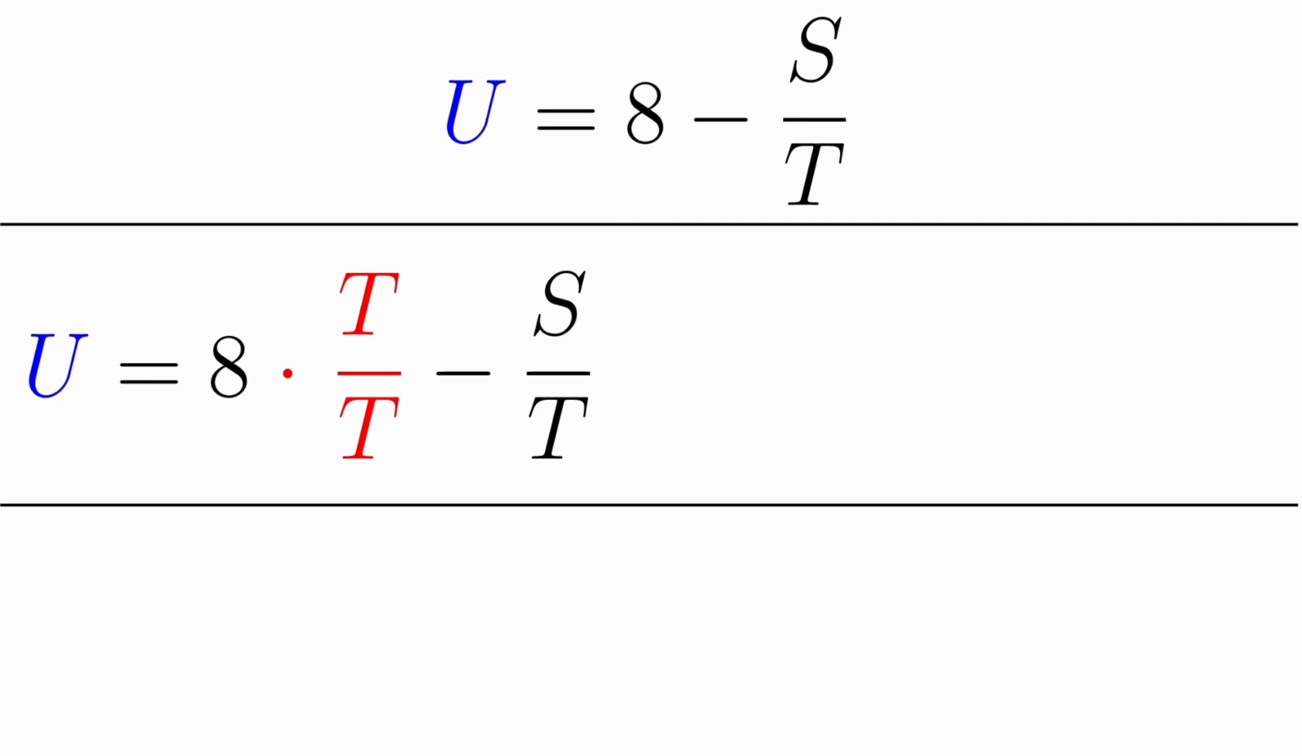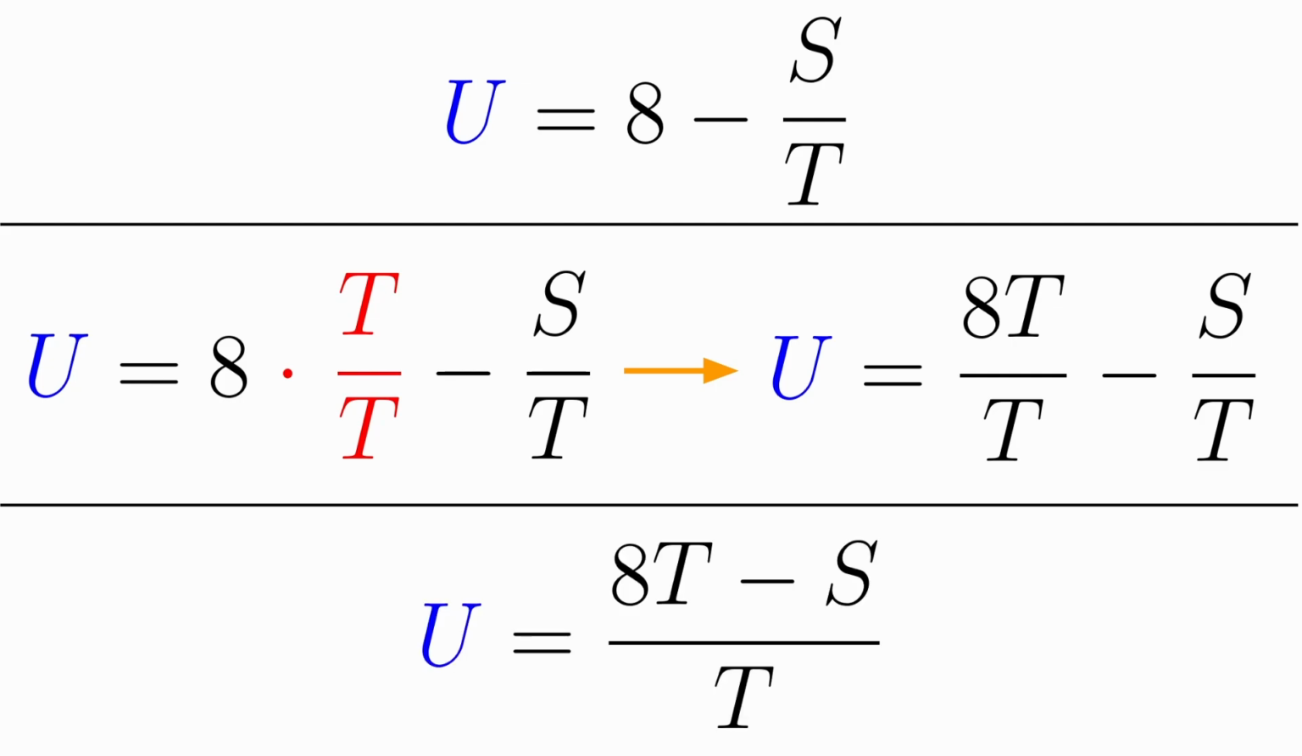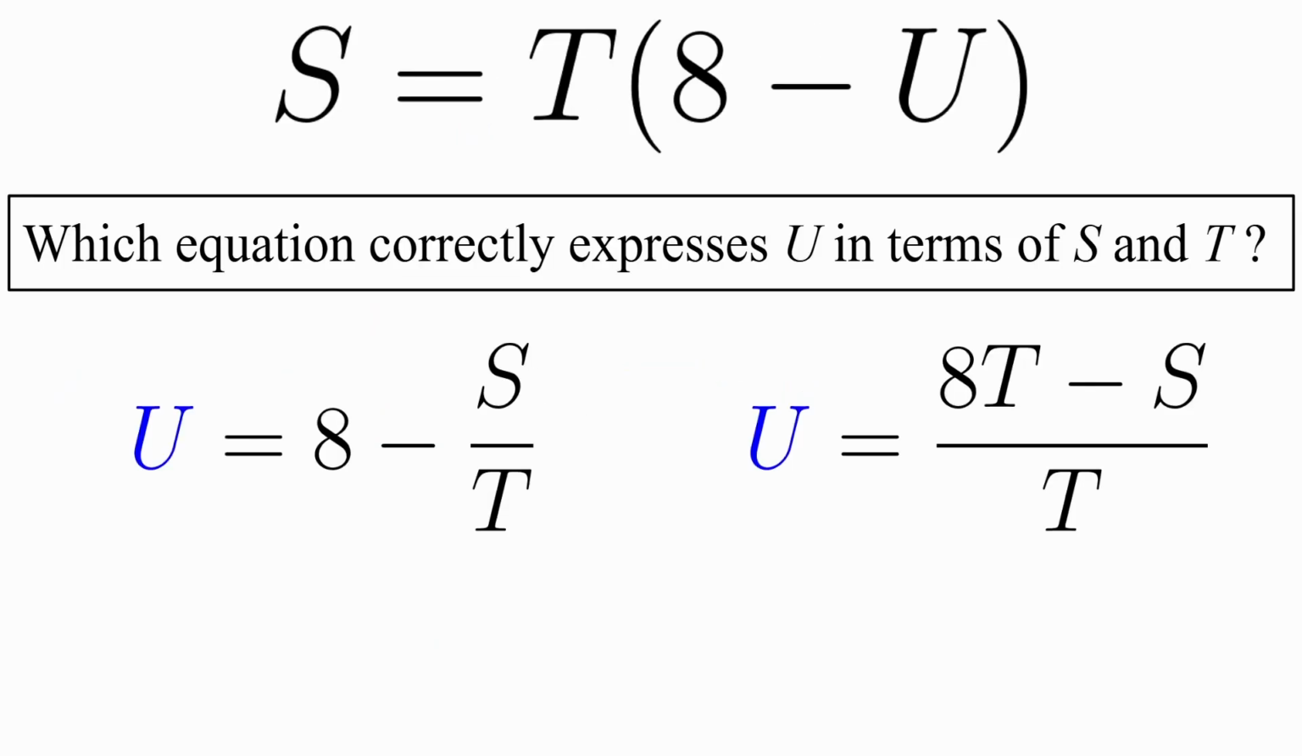And this gives us 8T over T. Everything else stays the same. And now that they have a common denominator, we can combine them, just like that video I pointed out goes over. And we get 8T minus S over T. And it kind of depends on what choices you have in front of you, but either one of these is probably how the College Board would write it in the answer choices.